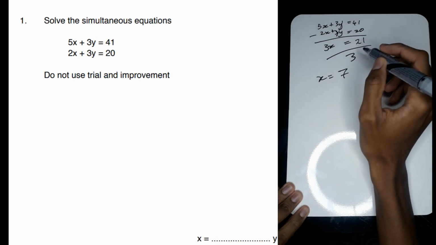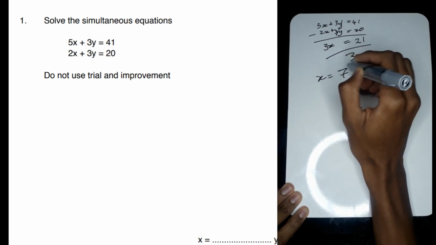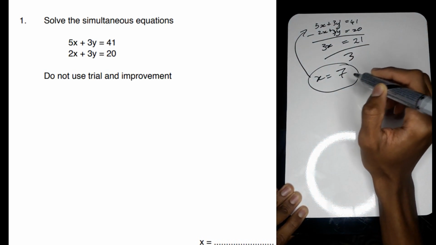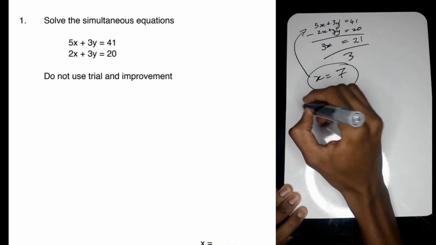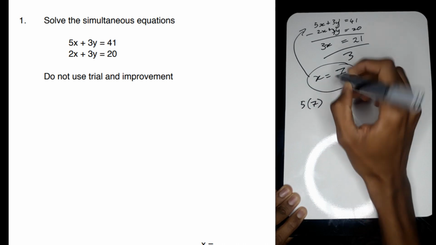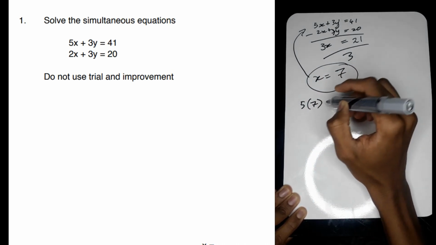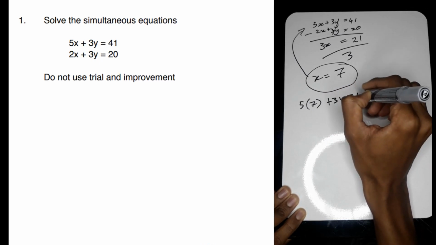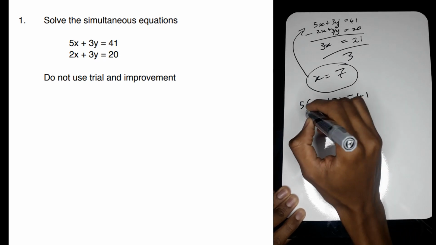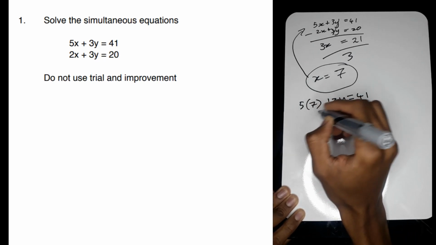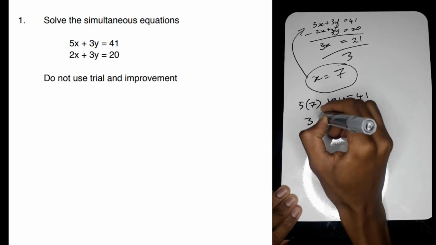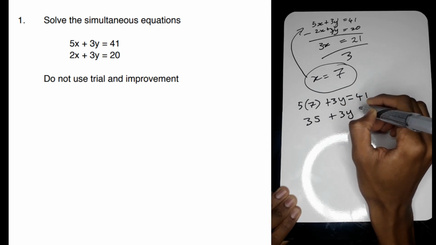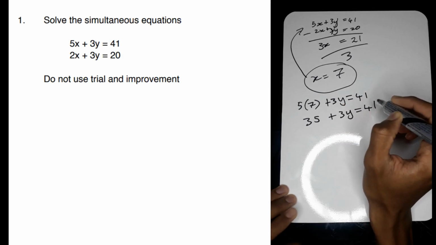So that's your x. And then from there, you're going to take this x and plug it back into one of the equations up here. In this case, I will plug it in the first one. So it's going to be 5 times 7 because we've replaced the x with the 7, plus 3y equals 41. 5 times 7 is 35 plus 3y is equal to 41.